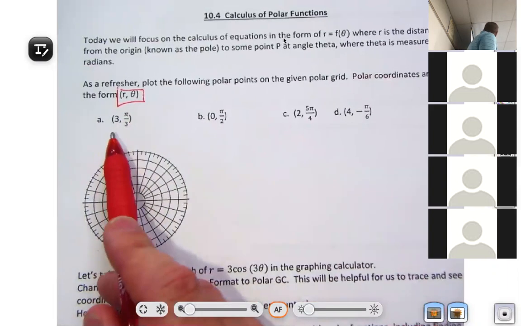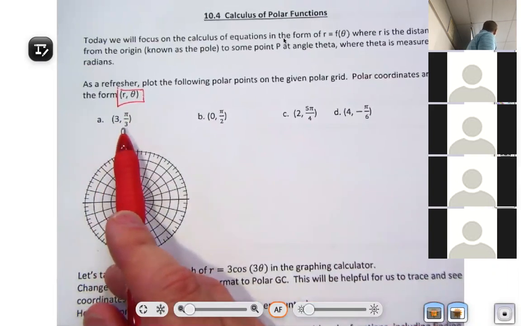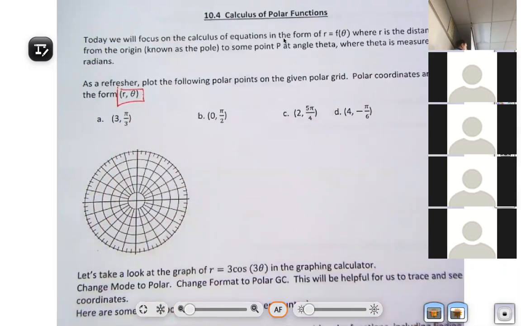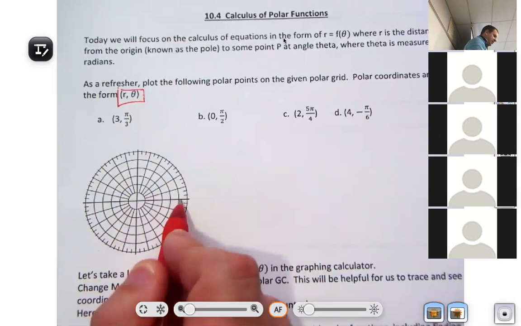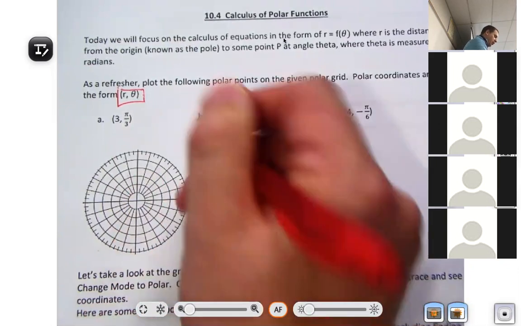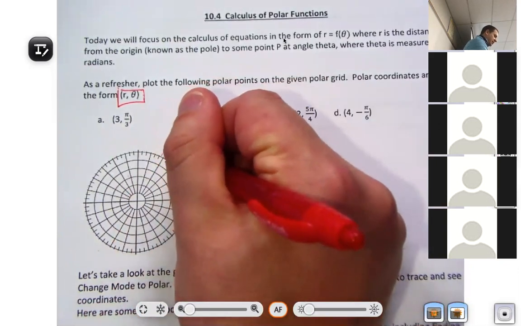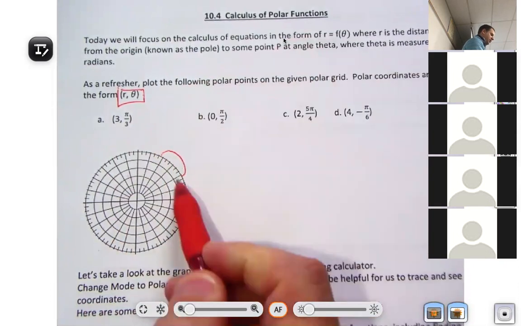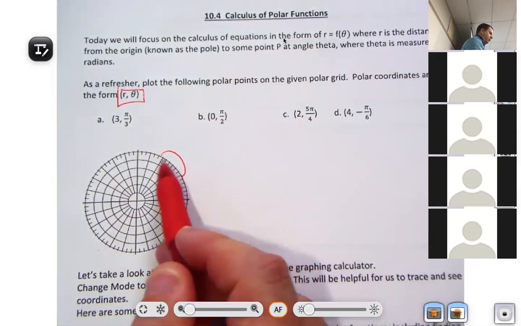But if I wanted to plot the point 3 comma pi over 3, the first thing I do is rotate to where pi over 3 is. So you're starting on the x-axis, you rotate to pi over 3. Notice that there are 5 things here. The 3 that you guys are most familiar with are the pi over 6, the pi over 4, and the pi over 3.